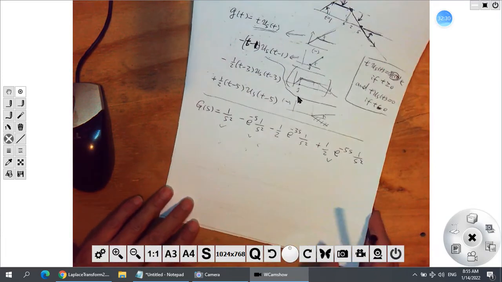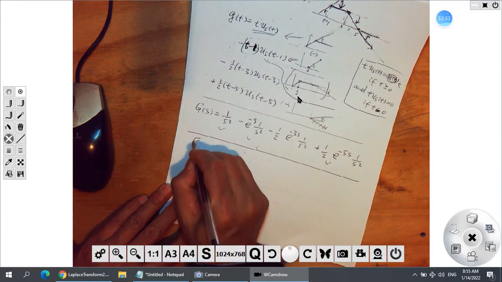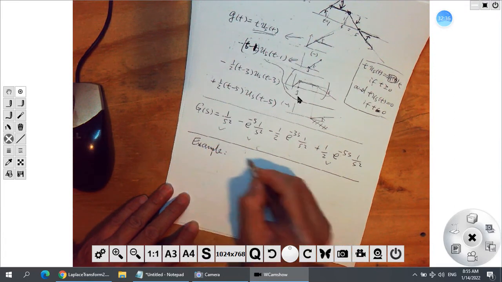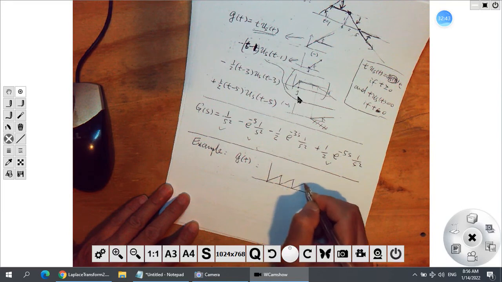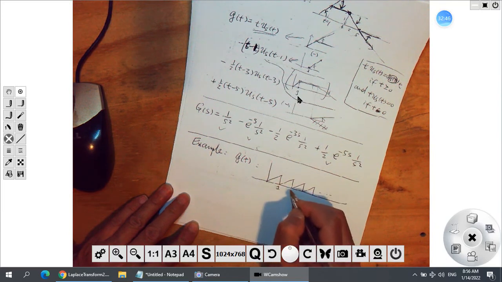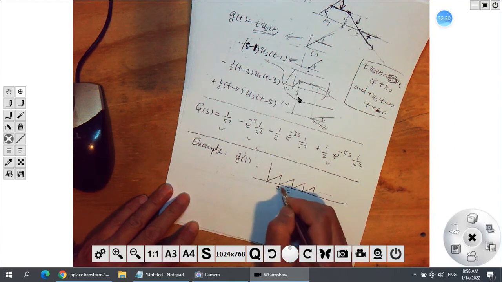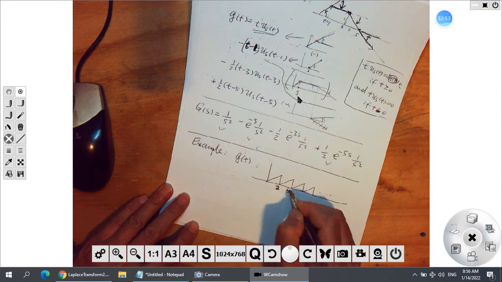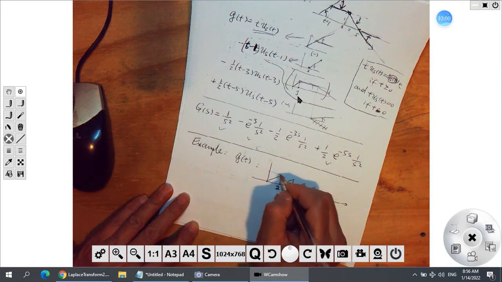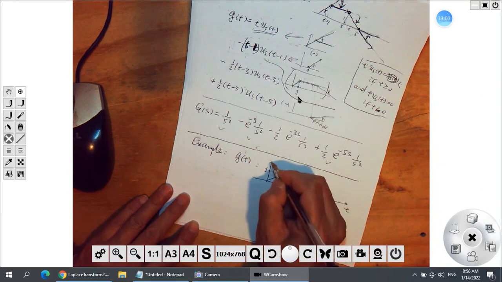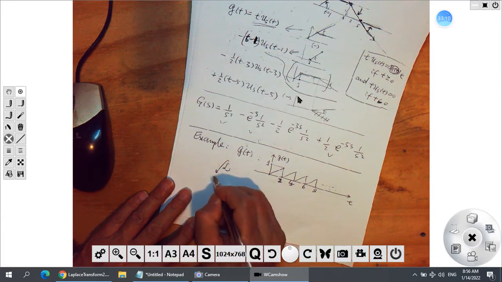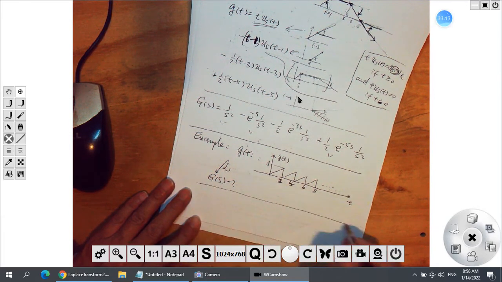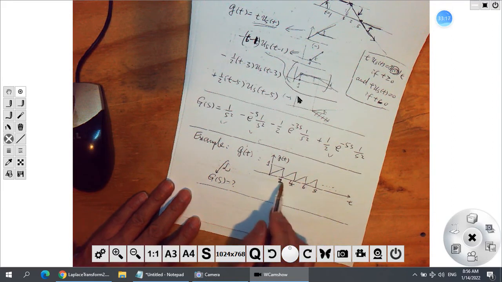Now let's check another example. I have a g of t that looks like this. Here's a 2 and a 4, okay. 2, 4, 6, then 8, and so on. Here's a 1. This is t, this is g of t. We suppose we have a signal like this. Then, by Laplace transform, we want to find G of S equal to what? This is our question. You know this signal, right? What is it? Shark tooth, right? Shark teeth, shark tooth.